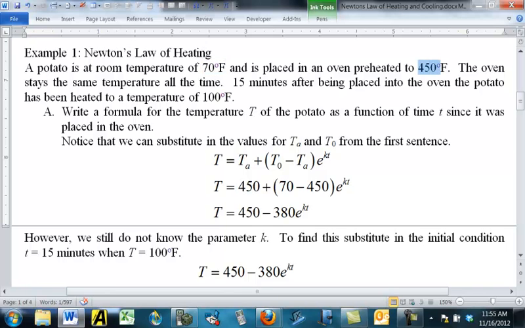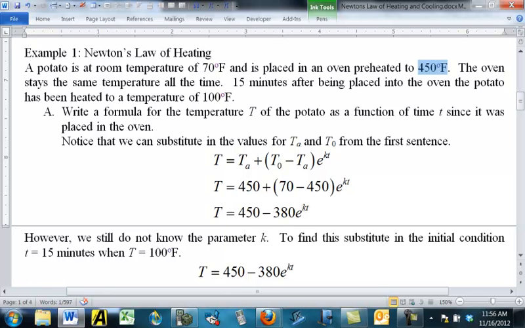The 450 is the ambient temperature of the oven, which is placed in here twice, both right here and over here. So 70 minus 450 is negative 380. Okay? So it's 380 degrees below the ambient temperature of the oven. And the 450 is here. So this is our equation.